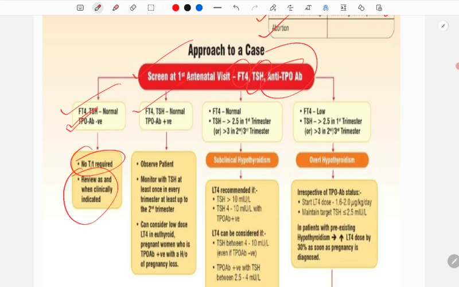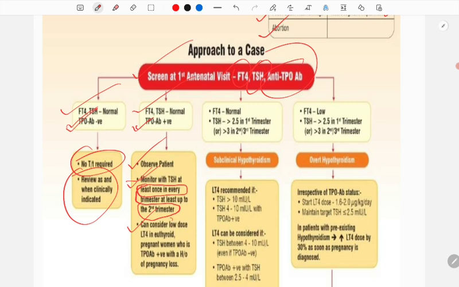Then the next situation, the second case: free T4 and TSH are normal, but very important, thyroid peroxidase antibody is positive. In that case, you have to observe the patient. You have to monitor the TSH at least once in every trimester, at least up to the second trimester. So you have to do TSH twice, up to the second trimester.